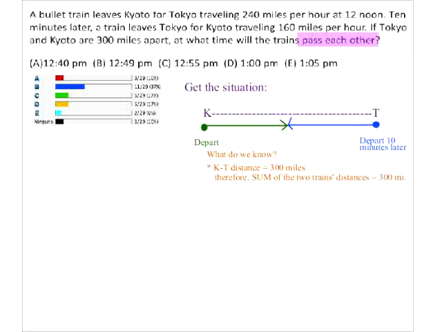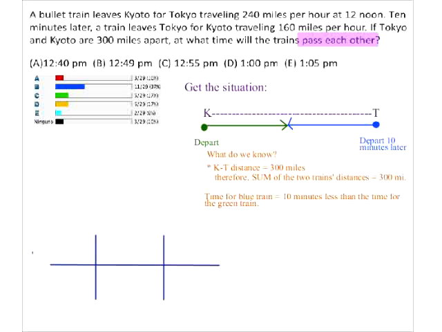And then we know that the time for the blue train is 10 minutes less than the time for the green train. That's what we know. So now we can do math. Let's do math only after we figure out all of that. So rate, time, distance, blue train, green train. Let's put those in the same order that they're in. So first green, then blue.